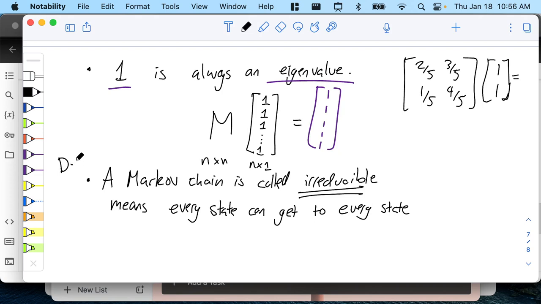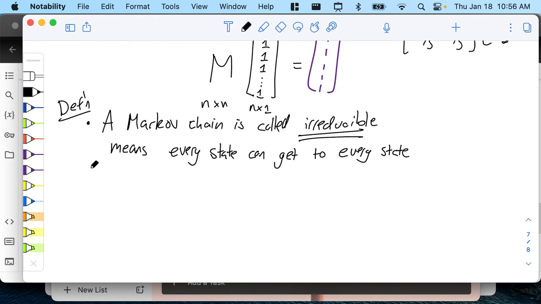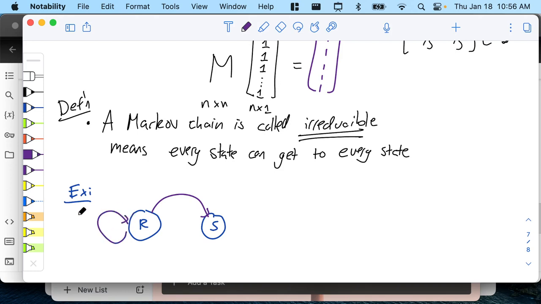So this is like a definition of the word irreducible. Markov chains you can think about as little graphs, and you can think about moving around the graph. So as an example, in our rainy sunny example, you could draw this picture, rainy or sunny, and you could draw arrows. Rainy to rainy was 2/5. Rainy to sunny was 3/5. Sunny to sunny was 4/5. And sunny to rainy was 1/5. So this is our matrix. M was 2, 3, 1, 4 (over 5).